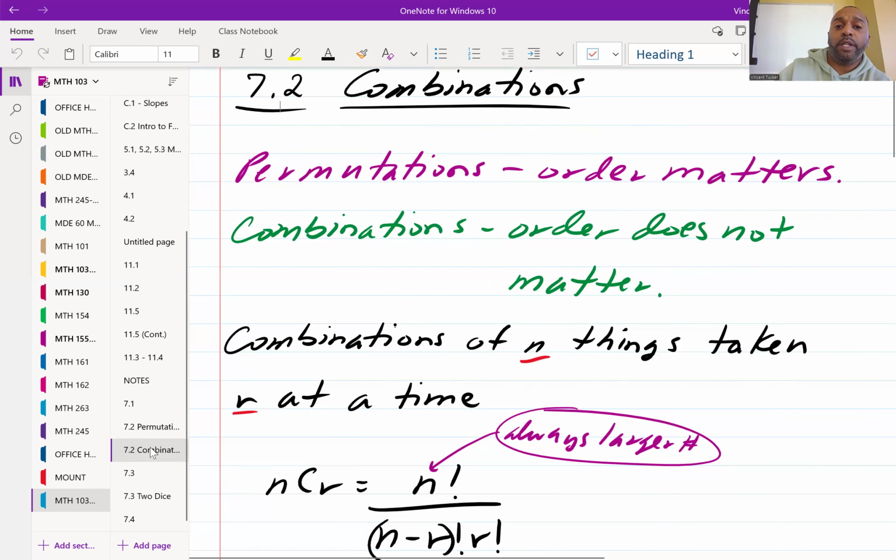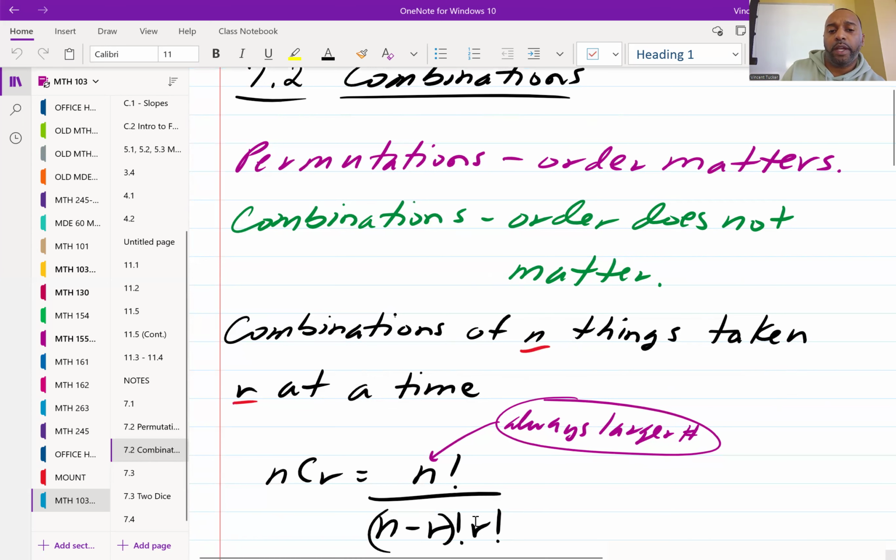We talk about combinations in comparison to permutations. With permutations, the main thing is that the order matters. In combinations, the order does not matter. So when we look at the formula for combinations, same thought process, same flow as permutations, just that it has something extra, this R factorial down bottom. It's the combination of n things taking R at a time. Once again, n is always the larger number. So we have n factorial over n minus R factorial times R factorial.